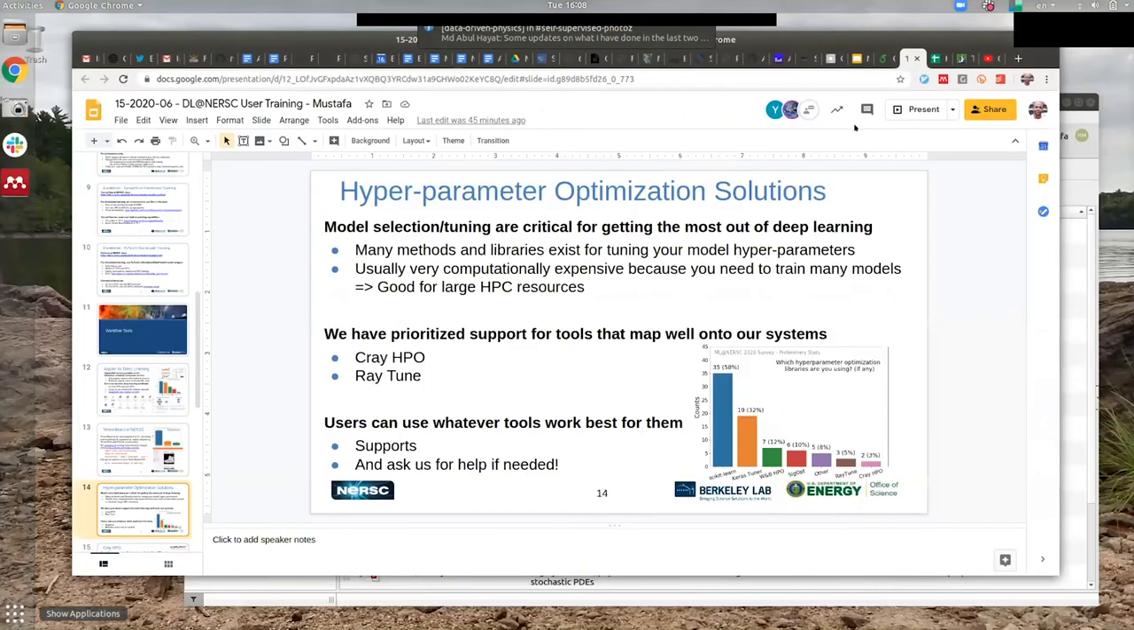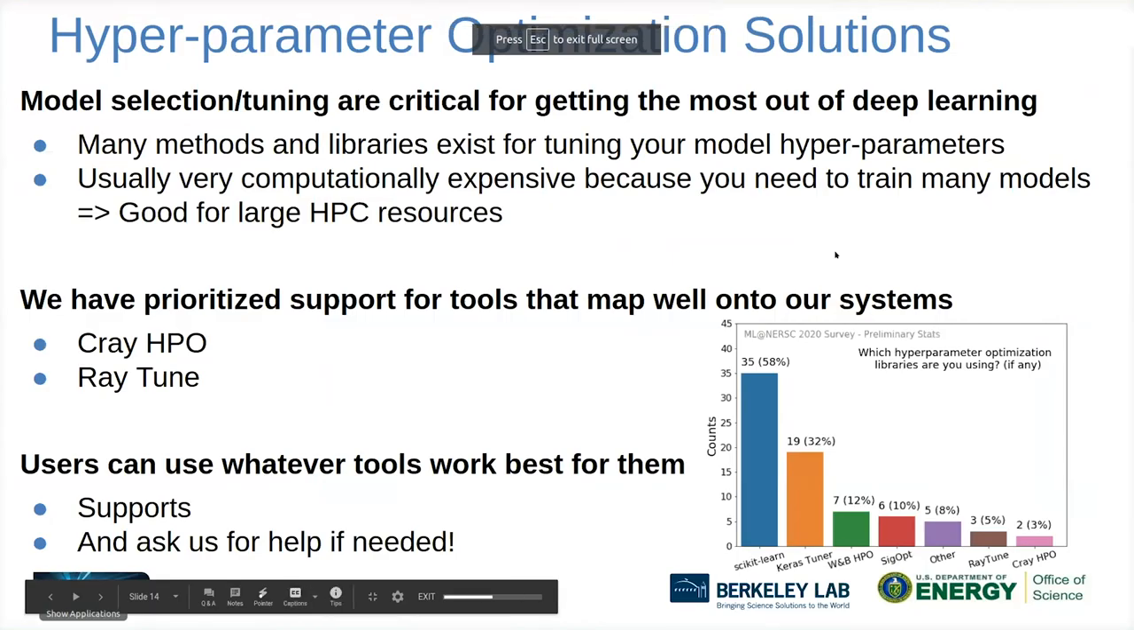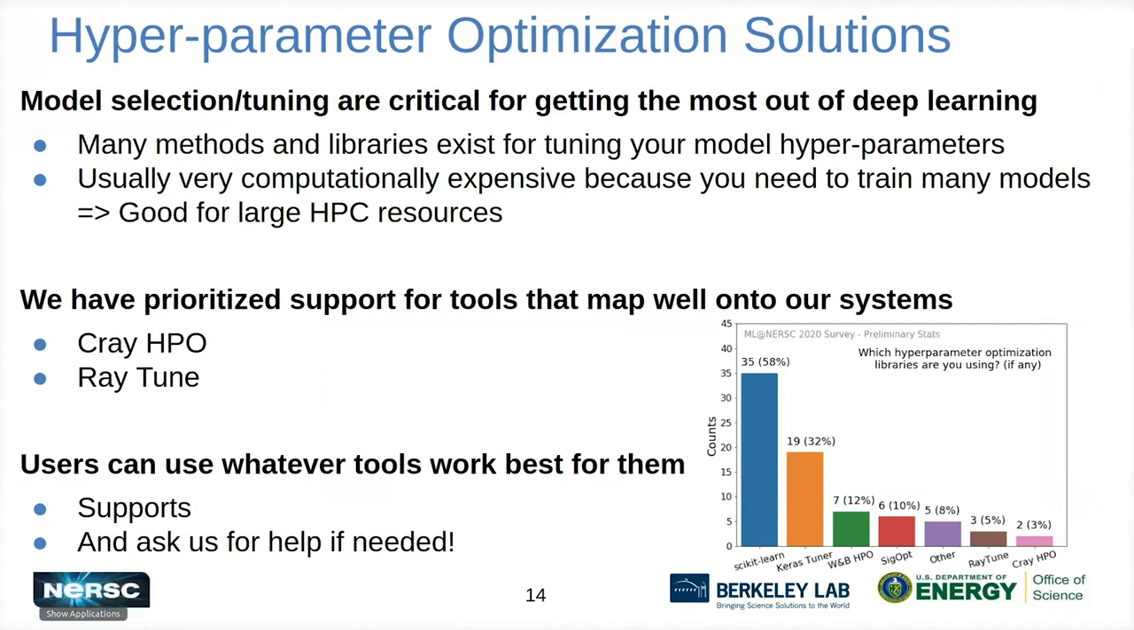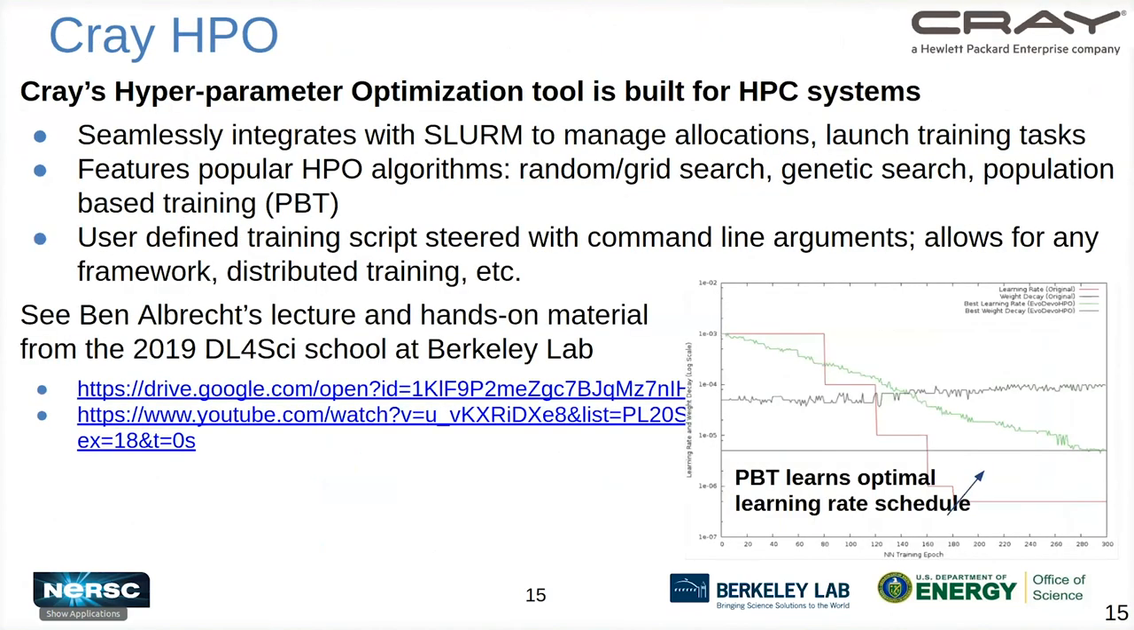Okay, how am I doing on time? Okay, 2 minutes. So for HPO, hyperparameter tuning, if you're doing deep learning, you might want to tune the learning rate, the batch size, the number of layers and all of that. We have two packages that we support. One of them is Cray HPO, which is what we recommend to use on the Cori CPU partition. And the other is Ray Tune, which is what we recommend right now to use on Cori GPU.